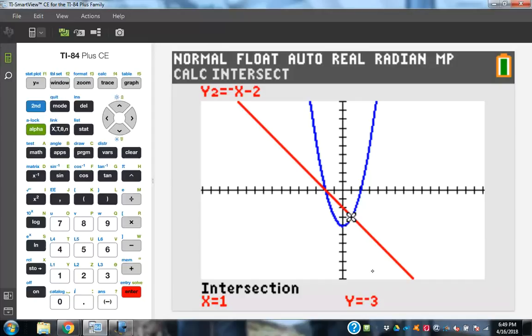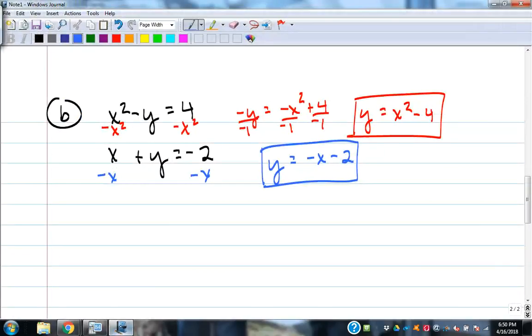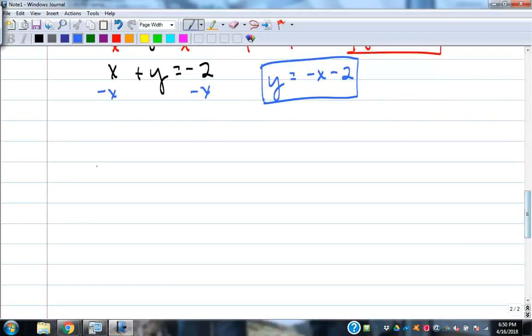The intersection tool on the calculator is really handy to find those intersections, if you can get the equation in the right form to be able to graph it. That's what makes it somewhat difficult sometimes, depending on the type of equation you have. All right. So let's look at another one that's maybe a more intense equation. So here's our equations.